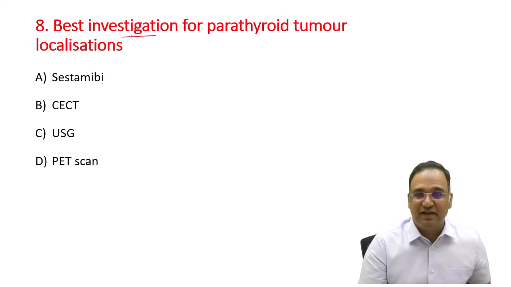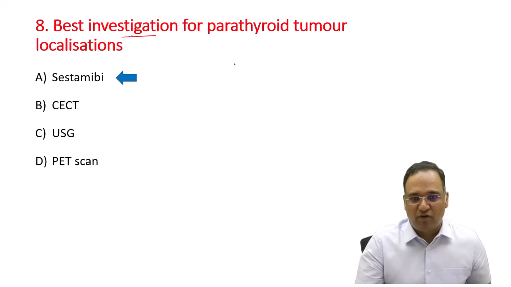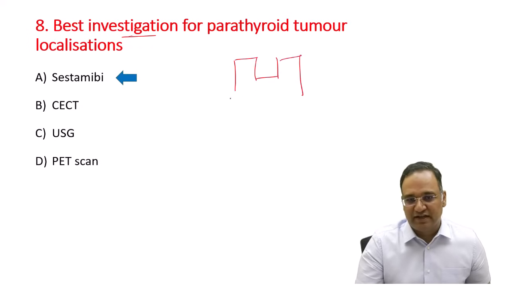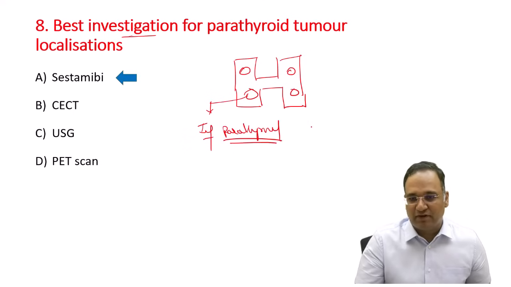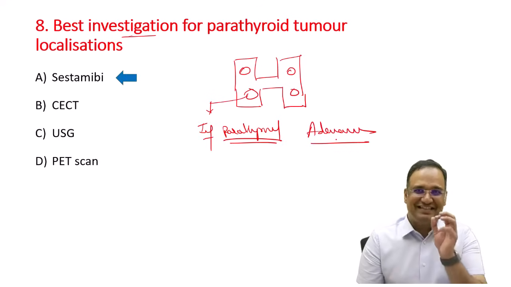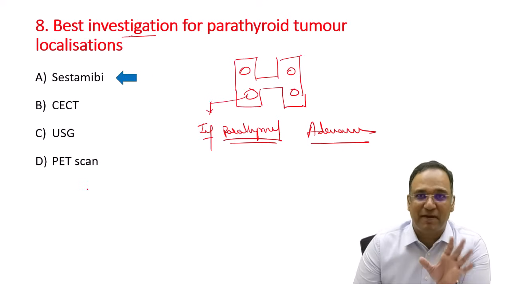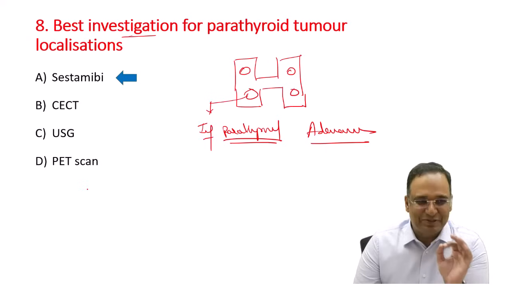Now, best investigation for parathyroid tumor. The right answer will be sestamibi scan. Now, of all the 4 parathyroid glands, understand that the pathology is most commonly seen in the inferior parathyroid gland. Understood? And the most common pathology is parathyroid adenoma. And the best investigation is sestamibi scan. Sestamibi can identify parathyroid adenoma, not the hyperplasia. So, it's very, very clear.